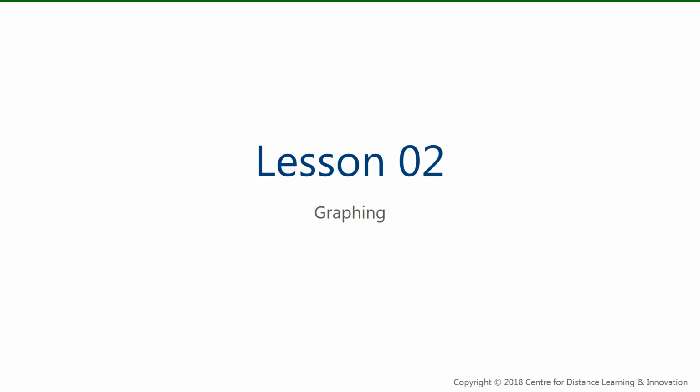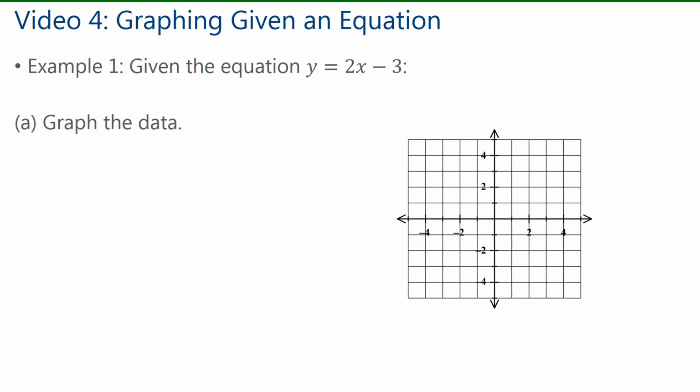Welcome to Lesson 2, where we'll continue to look at graphing. So here we're going to be graphing given an equation, like y equals 2x minus 3, as given in example 1. Now we've already looked at graphing given a table of values, so what we need to do if we have an equation is essentially just create the table of values ourselves.